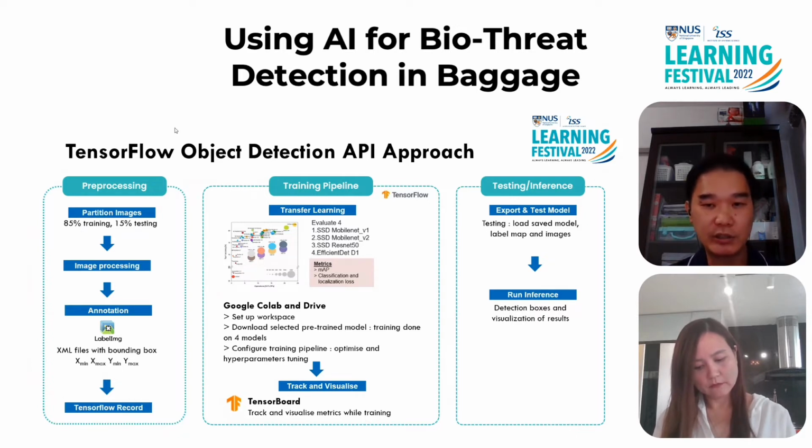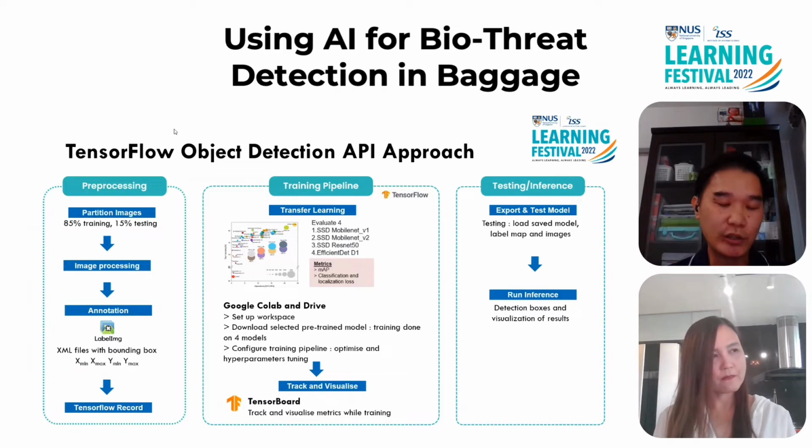So on the left, you can see the processing steps. It's quite a standard data processing step where we split the data into train and test, and then we do a pre-processing step, which I will explain in later slides. For annotation, we use the labelImg tool that is available free on GitHub. It is a user-friendly annotation tool that happens to be compatible with the TensorFlow Object Detection API. So this is the annotation tool that we use.